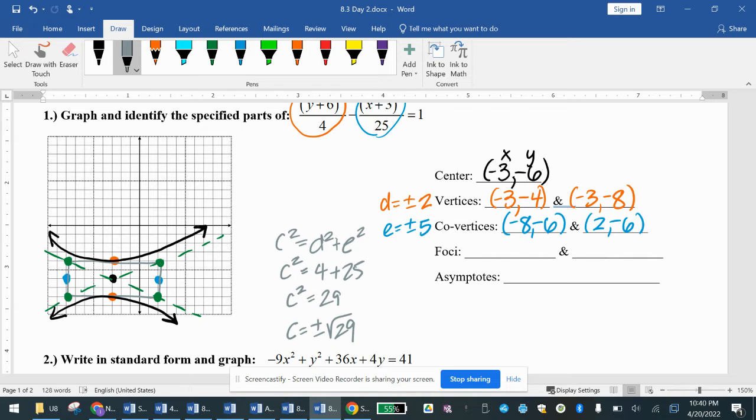So remember that the vertices and the foci are both involved with the major axis. In this case, it's the y-axis. So you're going to add and subtract the square root of 4 to the y value of the center for the vertices. So the x value doesn't change. For the foci, you're going to add square root of 29 and subtract square root of 29 to the y value of the center because the y was the major axis.